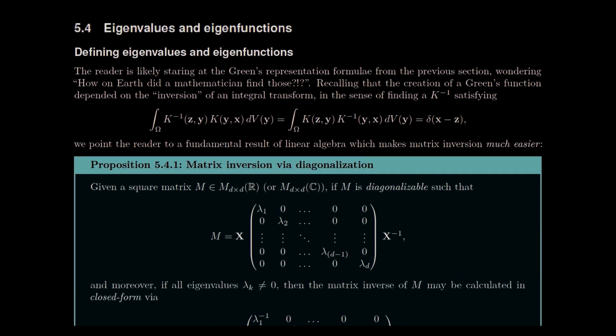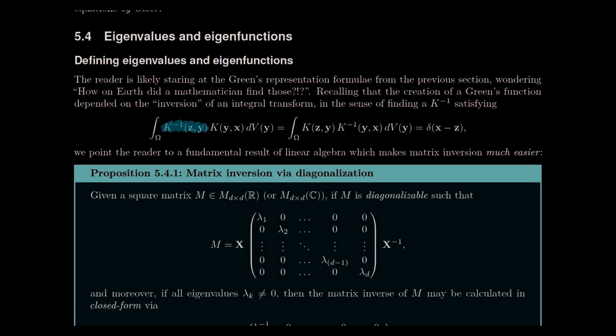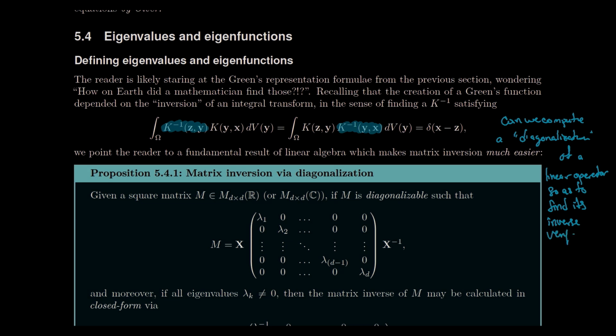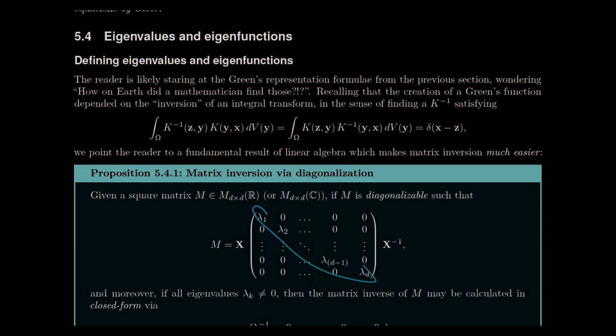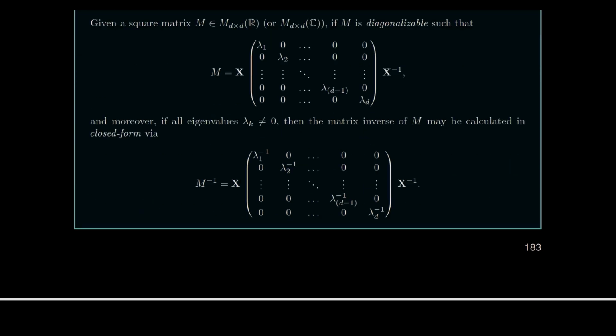So the idea is, can we do something similar here? What would be the equivalent to some of these linear operators? Can we compute a quote-unquote diagonalization of a linear operator so as to find its inverse very easily? So that's really the main question of the next 2 sections of the book, 5.4 and 5.5. So what does it mean to diagonalize a linear operator so as to find its inverse very easily? Well, the first thing we have to do is figure out what the heck eigenvalue means for a linear operator. So that's why we're here.